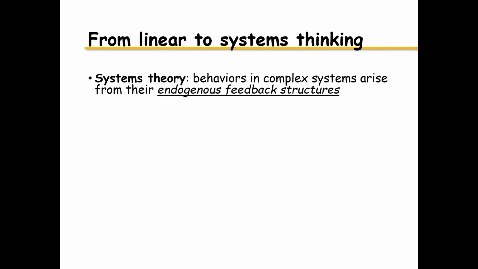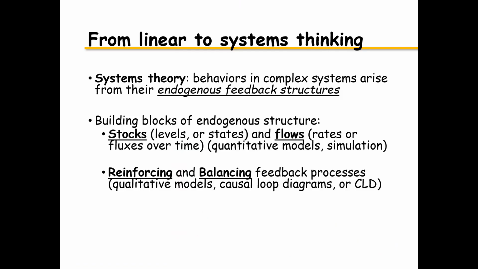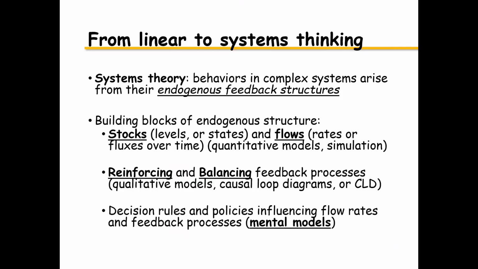So, structure drives behavior, and the bottom line of this whole systems approach that I've been advocating so far is that behaviors in these systems, branches, farms, watersheds, landscapes, arise from their endogenous feedback structures. The building blocks we use to describe structure are stocks and flows for the simulation component, and I might share an example of that. Reinforcing and balancing processes, and I gave a handout that illustrates part of that, and the decision rules and policies that influence the flows and feedbacks. And those are our mental models about how we make decisions.